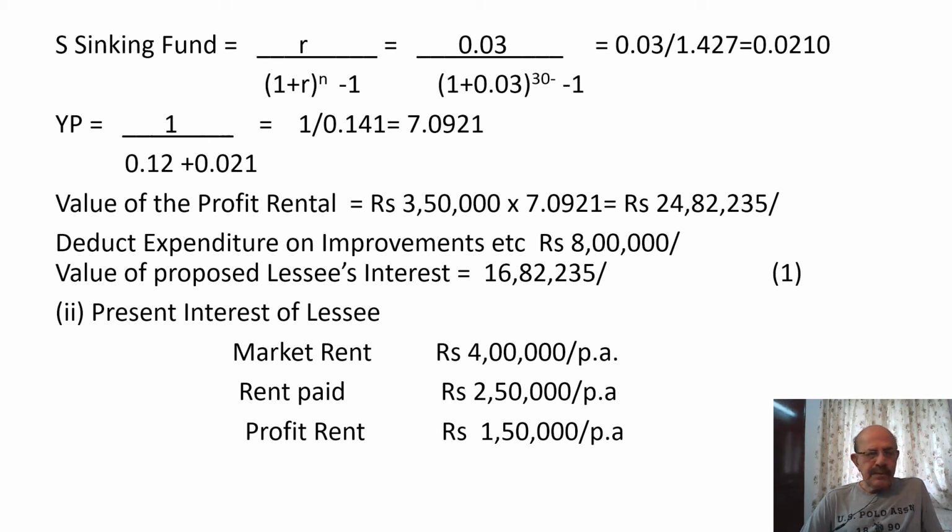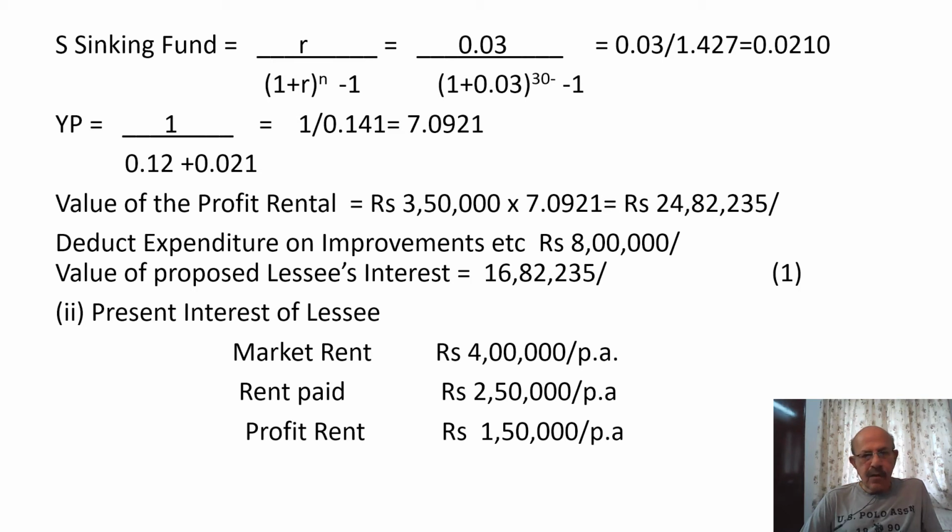So the years purchase is equal to 1 by 0.12, that is the rate of return, plus the sinking fund 0.021, which is equal to 7.0921. So value of the profit rental is equal to rupees 3,50,000 into 7.0921, which is equal to rupees 24,82,235.